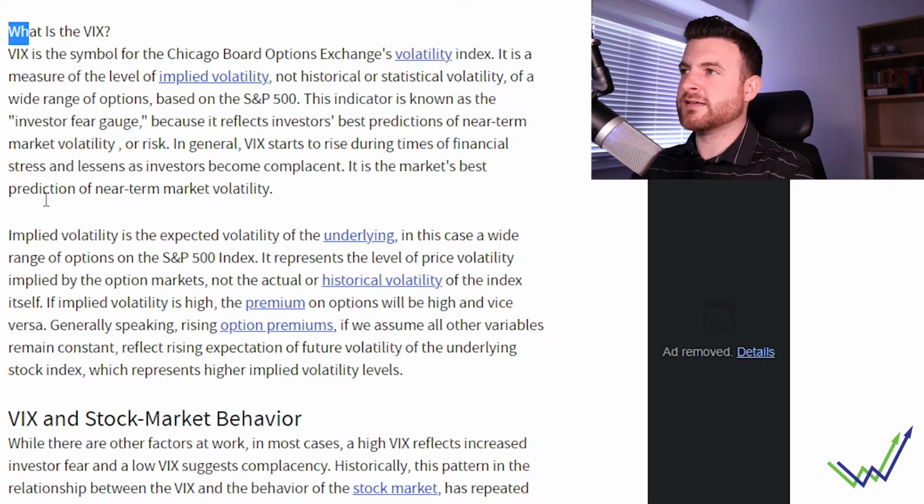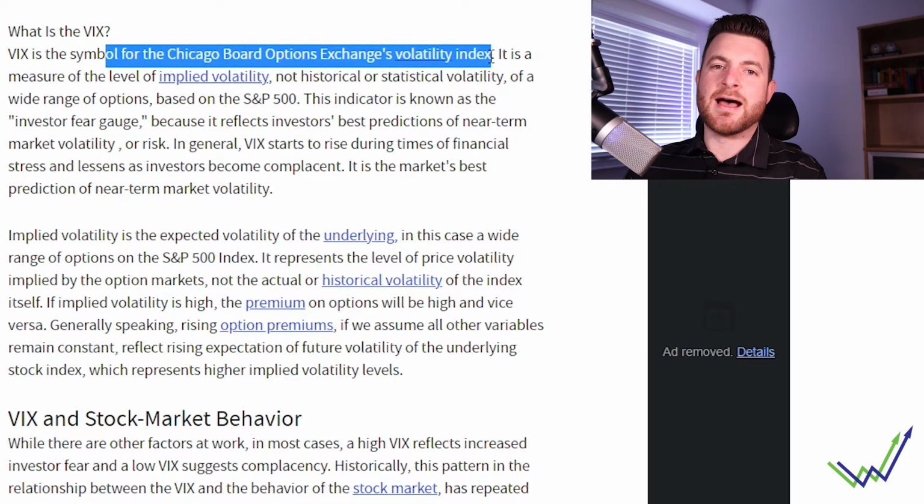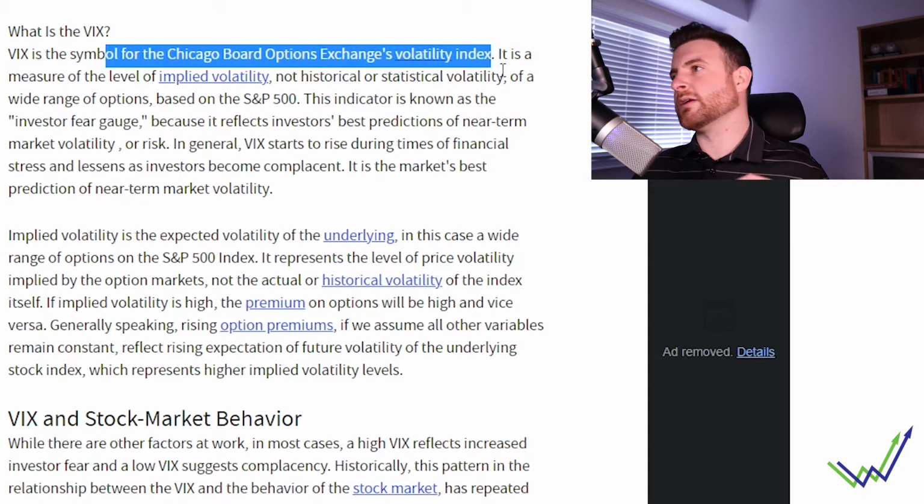What is VIX? VIX is the symbol for the Chicago Board Options Exchange Volatility Index. It is also known as the fear gauge. So fear, volatility, it definitely lets you know when there's a little bit of uncertainty or stocks are going down. That's basically it in a nutshell. But let's get some more technical terms in here.